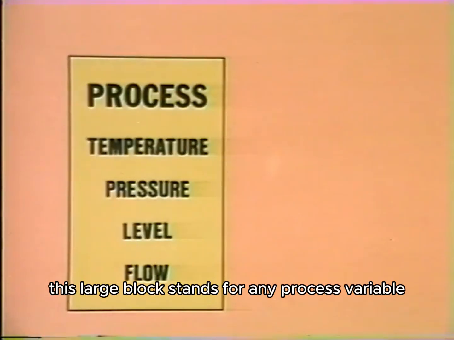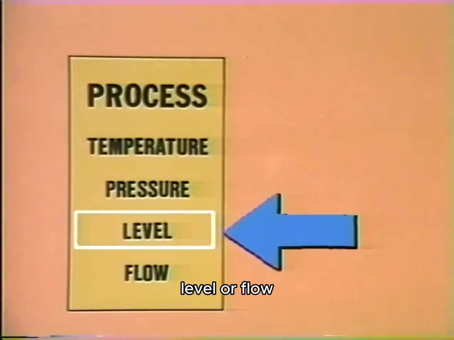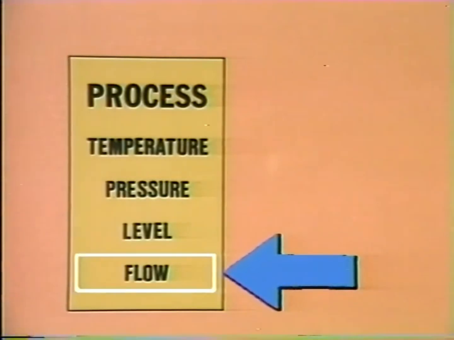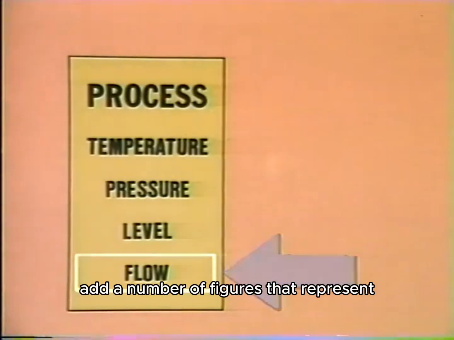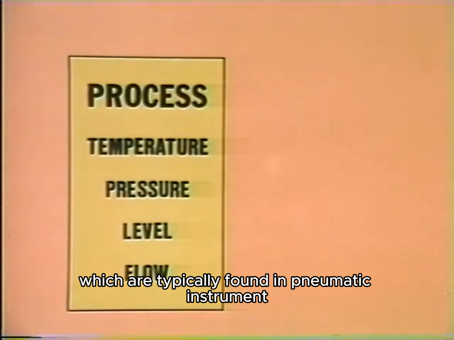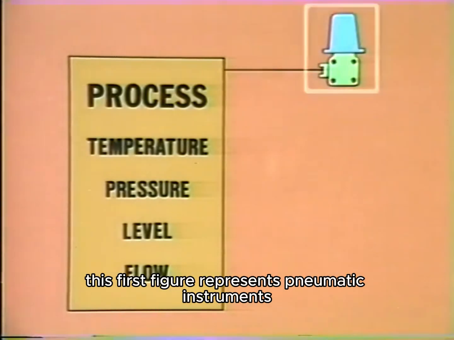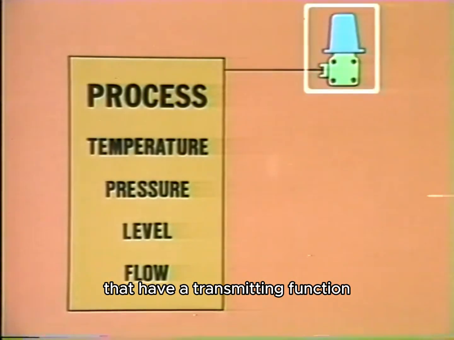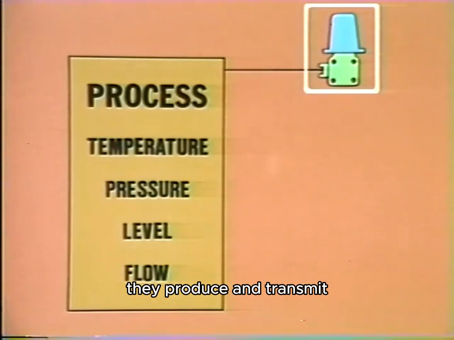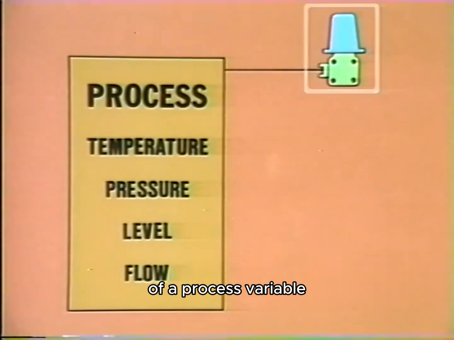This large block stands for any process variable, such as temperature, pressure, level, or flow. Now, we're going to add a number of figures that represent the different categories of pneumatic instruments, which are typically found in pneumatic instrument control system. For example, this first figure represents pneumatic instruments that have a transmitting function. They produce and transmit a pneumatic signal that represents the value of a process variable.